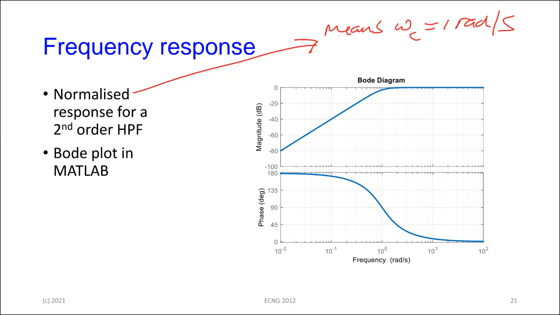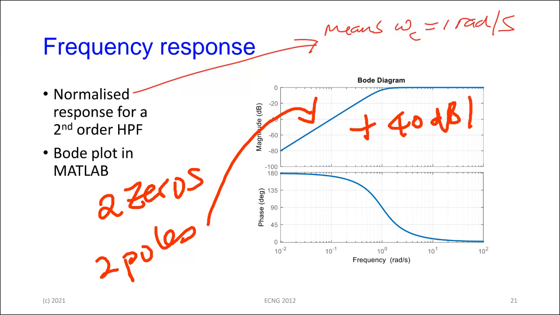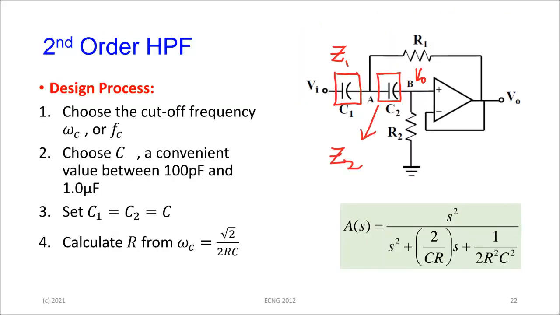It has to do with the fact that we now have the 2 zeros. Remember, the high pass filter has 2 zeros and 2 poles. The poles are responsible for the, in this case, plus 40 dB per decade. They increase. And the zeros are responsible for this plus 180 here. Okay? All right, so have that. And everything is sort of tying together here.